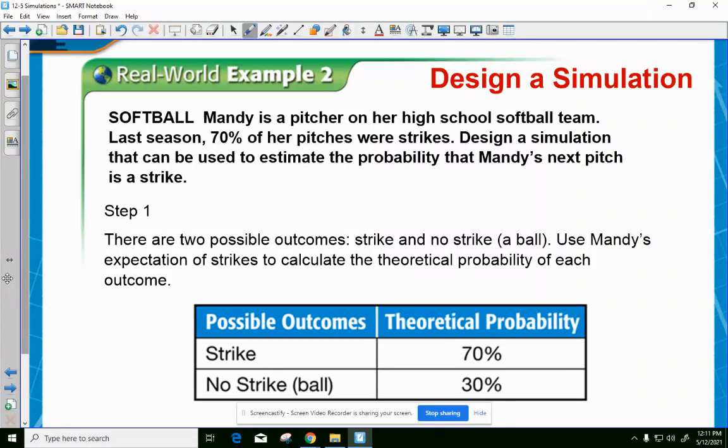We are going to design a simulation to figure out what happens on her next scenario. Now we know, according to this statement, that 70% of everything she did last year was a strike. So we would believe that her next pitch has a better chance of being a strike than of being a ball. Would you agree with that? That's fair. No, it depends on what.